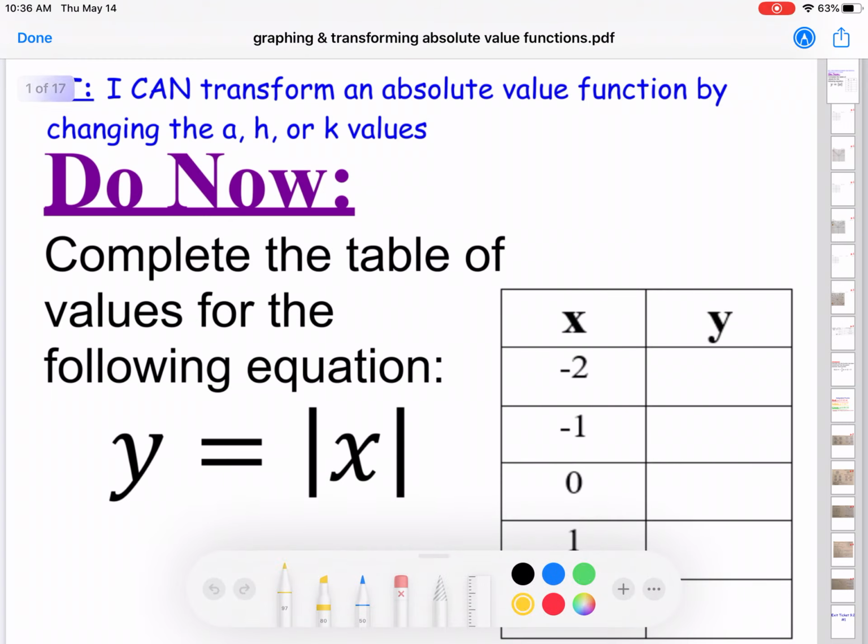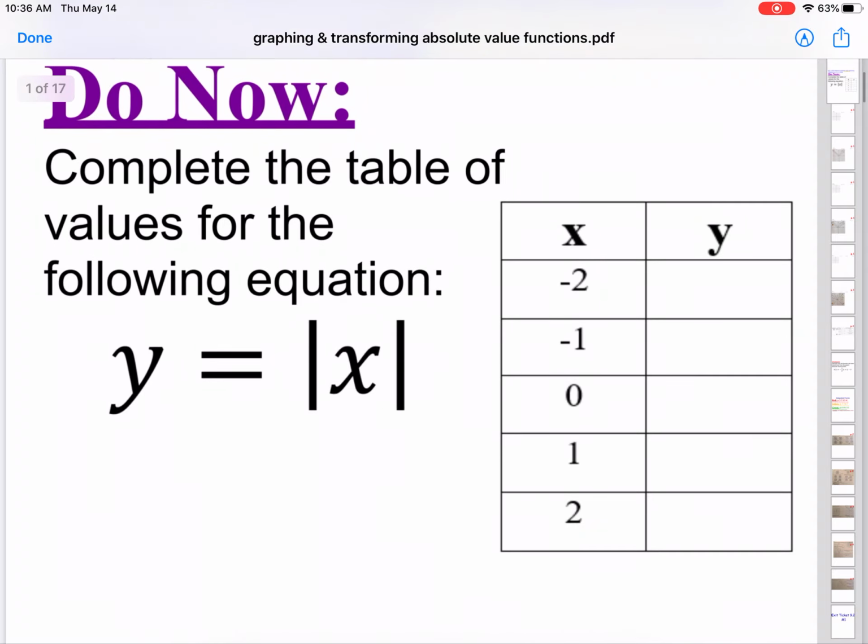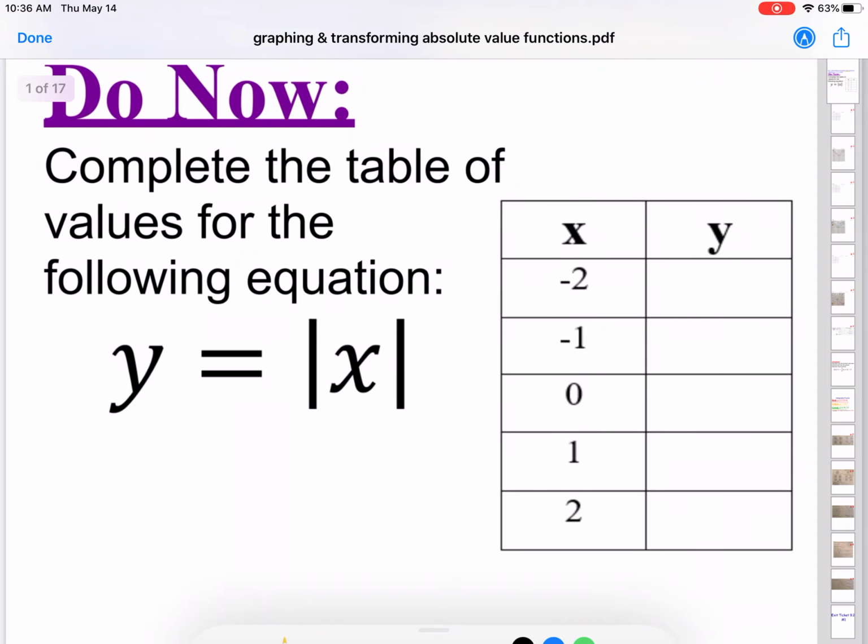So in this lesson, we're going to see, well, what does a graph of an absolute value function look like, and how can I transform it? And you should start to notice some patterns with the lessons that we've already done, because the transformations all work in a very similar way. So for our do now, let's just review some basics about absolute value graphs.